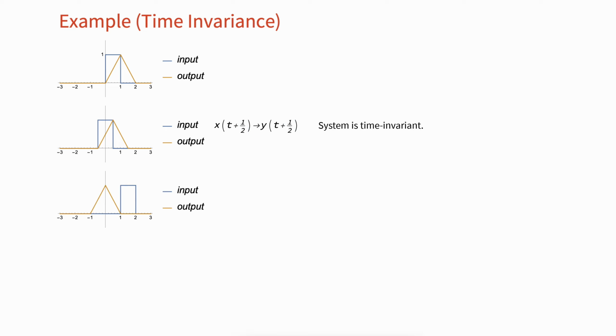If this was the input-output of the same system, then the system would not have been time-invariant. X of t is shifted here to the right by 1 unit of time, and the output is shifted to the left by 1. Therefore, this system is not time-invariant.